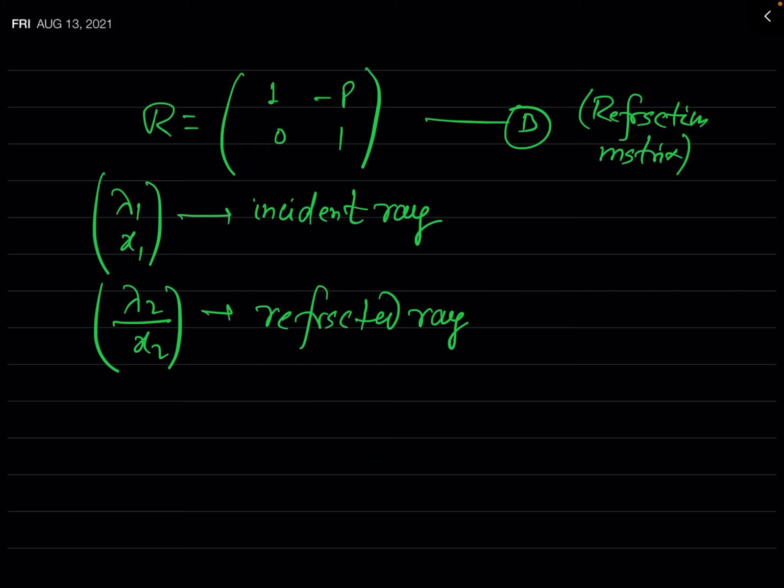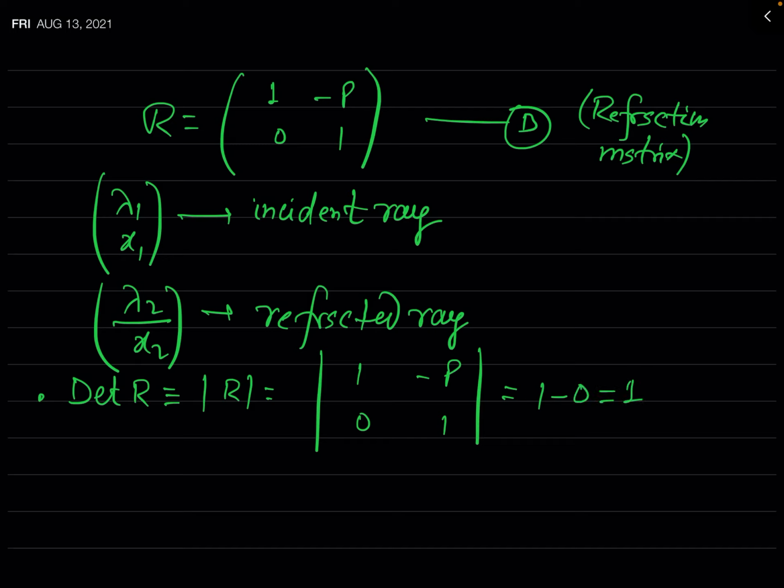Now, see one of the important properties of this refraction matrix. What will be its determinant? So you can see determinant R, or equivalently you may write the symbol for determinant. So what will be this determinant R? You can see this will be the determinant of 1 minus P, 0 1. And what will be this? You can see this will be 1 into 1, that is 1, minus 0 into minus P, that is 0, and that is equal to 1.